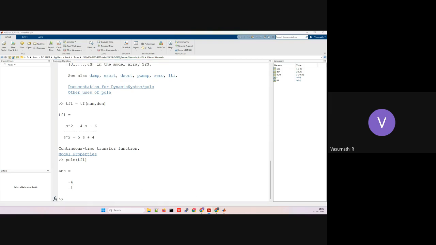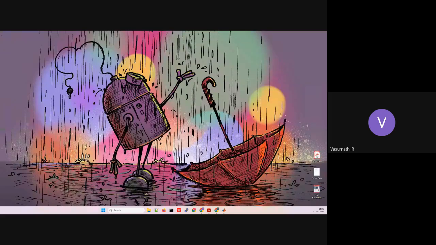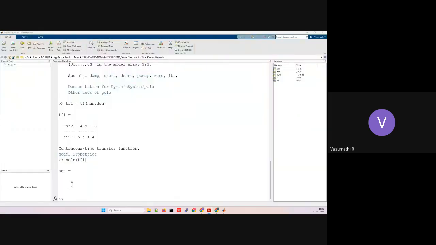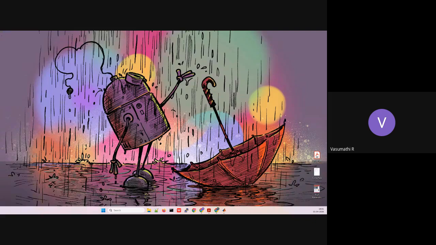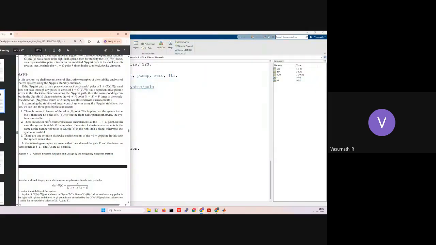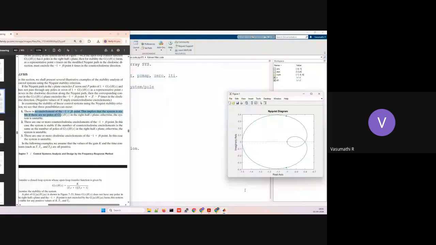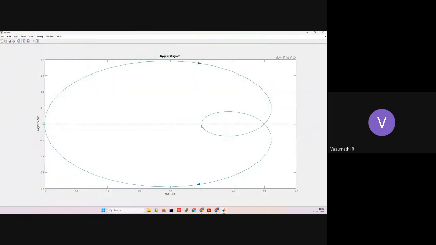So the first thing the criterion says is that the system is stable if there are no poles in the right half of this plane. In our example, there are no poles in the right half of this plane. Otherwise, there is no encirclement here. Did you see any encirclement around the -1 here? It is not encircling -1, but it is going through -1. -1 is here, wherever I am keeping my cursor. So it is not encircling.